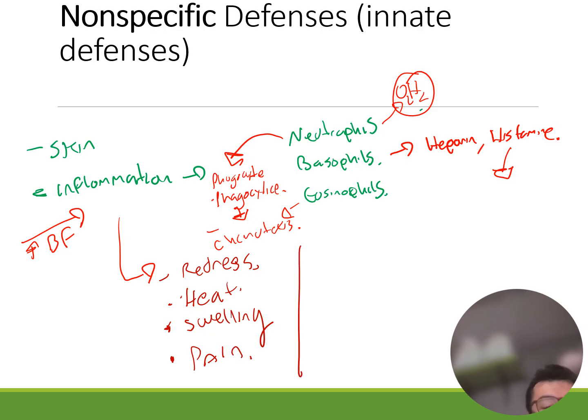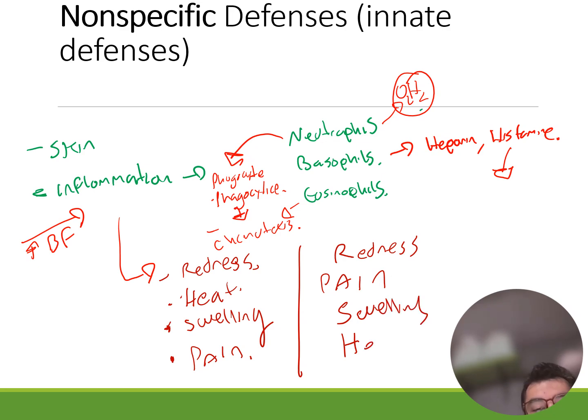The best acronym to remember these signs of inflammation is an acronym that is called RASH. But remember that the A is pain, so redness, swelling, and heat.